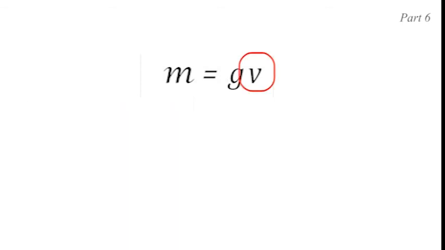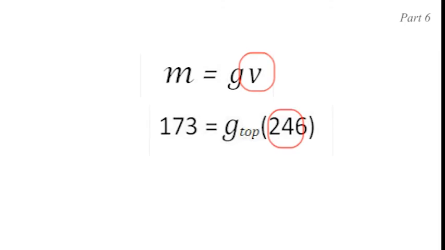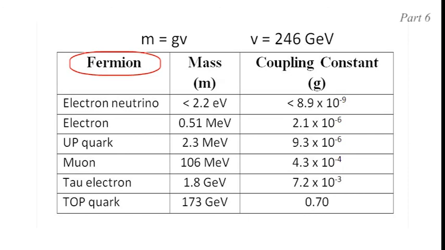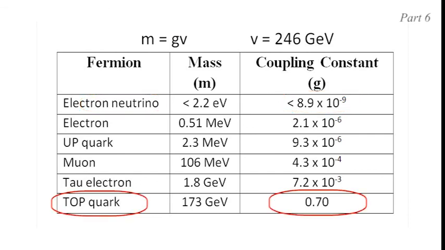The value of V, the Higgs field, is known to be around 246 GeV, and the mass of the top quark is close to 173 GeV. So it's clear from the formula m equals GV that the coupling constant G for the top quark with the Higgs field must be a little bit less than 1. Here are some of the other fermions in our standard model with the strength of their coupling to the Higgs field calculated using this formula. See how small the neutrino coupling is compared to how large the top quark coupling is.